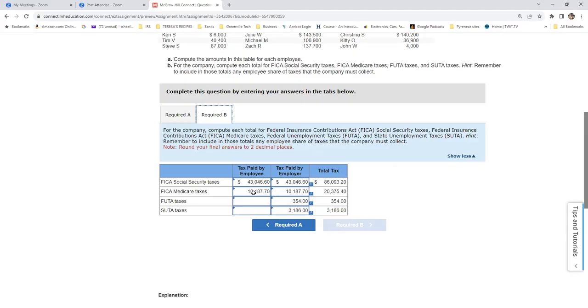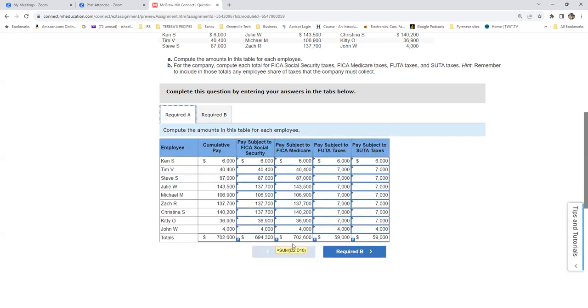for each of these. Now, when you get down to FUTA and SUTA, you're going to have to look at the tables and multiply it times both rates, which is easy in this case, it's 59,000 for both. So you'll multiply 59,000 times 0.6 and 59,000 times 5.4%.